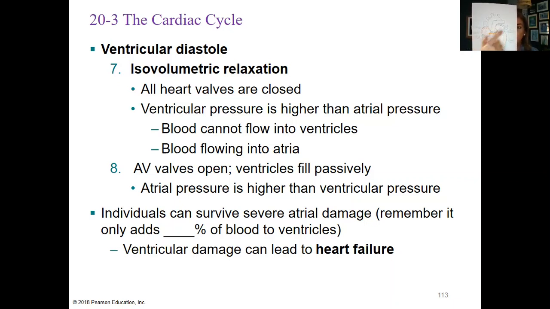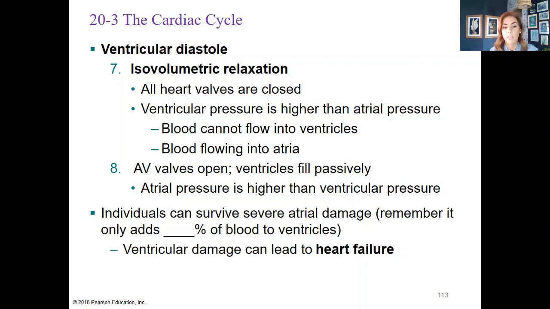Blood flowing into the atria is important, obviously, because this is where we're going to have to start this whole process all over again, ultimately, in order to do another heartbeat. So those AV valves are going to eventually open up. You're going to have the two AV valves open. The ventricles are going to fill passively. Remember, that's about 70% of filling. And then we are going to go through the cycle all over again with that atrial systole causing the top off of the ventricles with the last 30%.